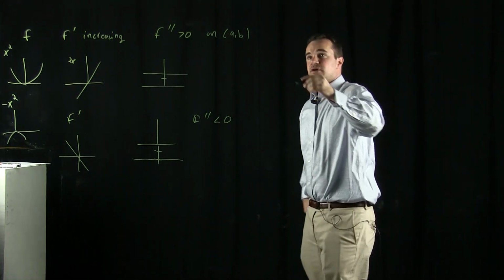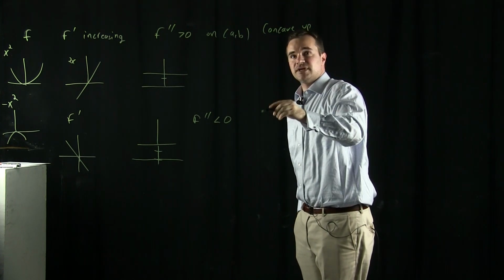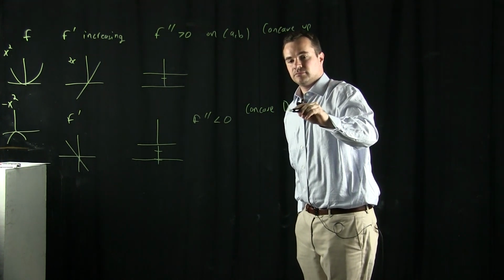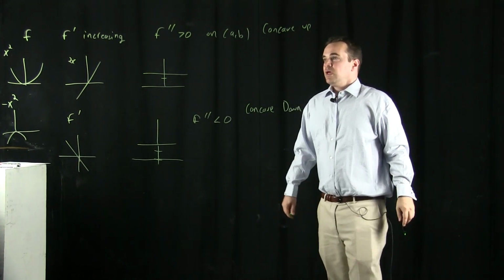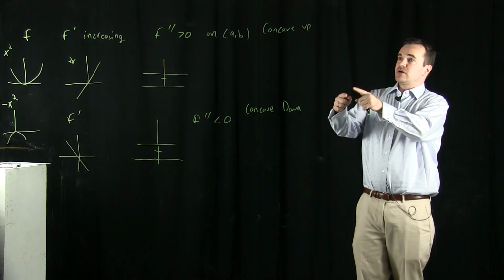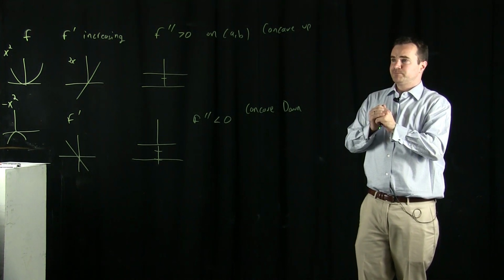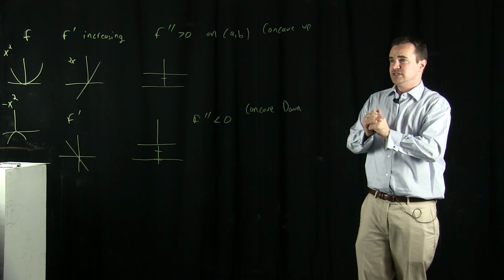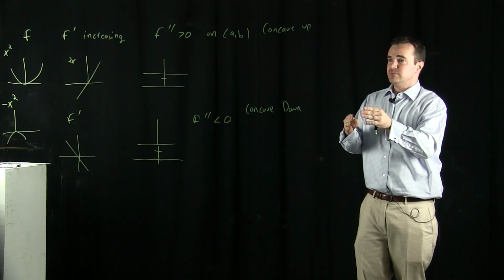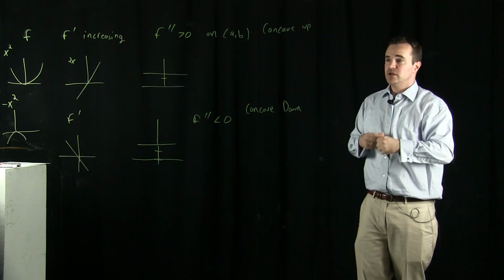And so this first one is concave up. The second one is concave down. And these graphs that I've drawn, they're concave up and down on the entire real line, on the entire interval from negative infinity to positive infinity. But it is true that you can switch from concave up to concave down. You can be concave up sometimes and concave down other times.